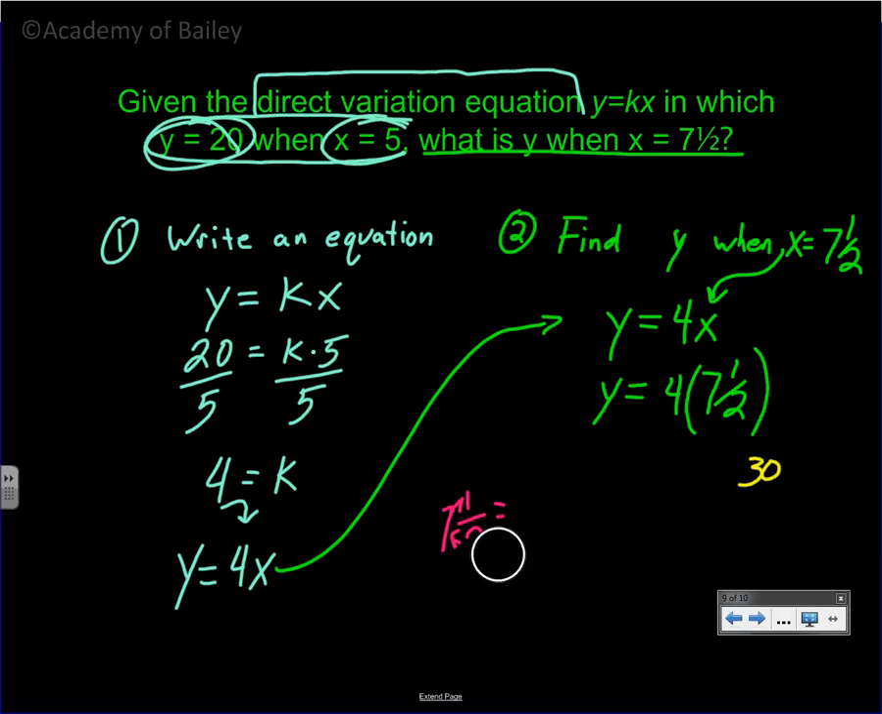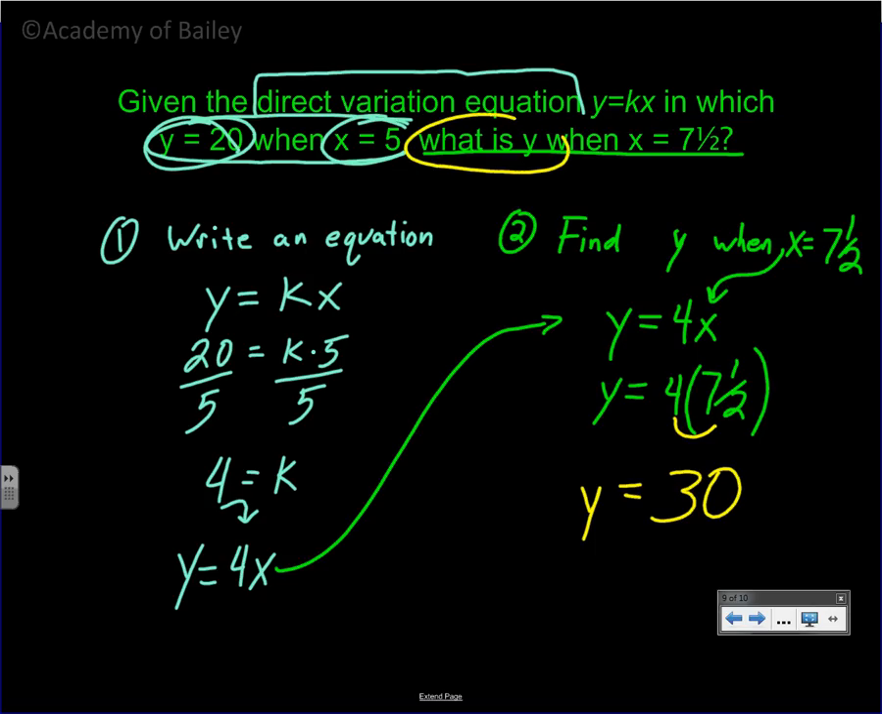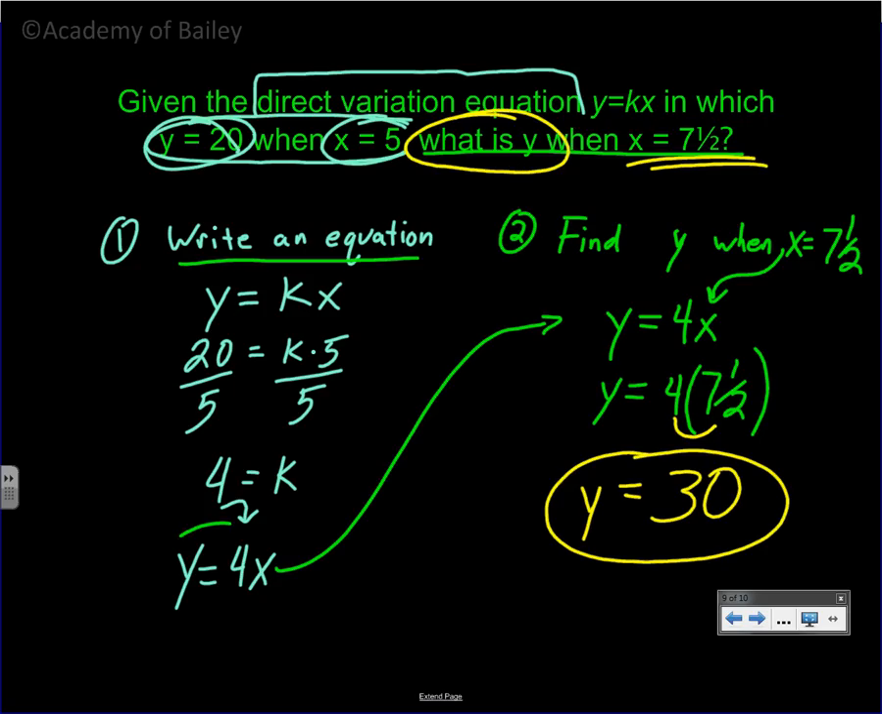So let me get rid of some of this and get back to what we're working on. Drop down 4 times 7.5. We calculated that to be 30. And that's what y is equal to. The question said, what is y? Y equals 30 when x is 7.5. So there's a couple steps here that you had to do for that one. First step, just always remember, write an equation. Once you get that equation, you use it to find y.